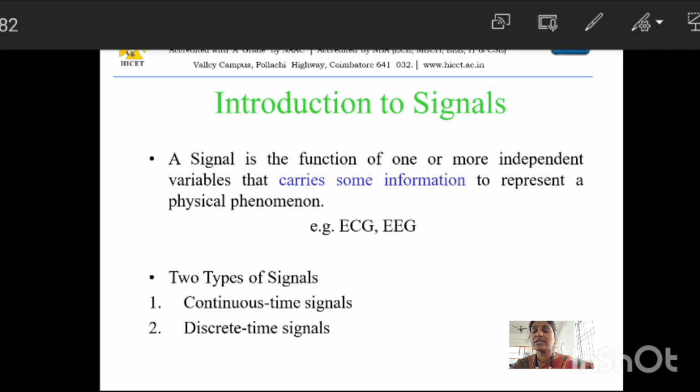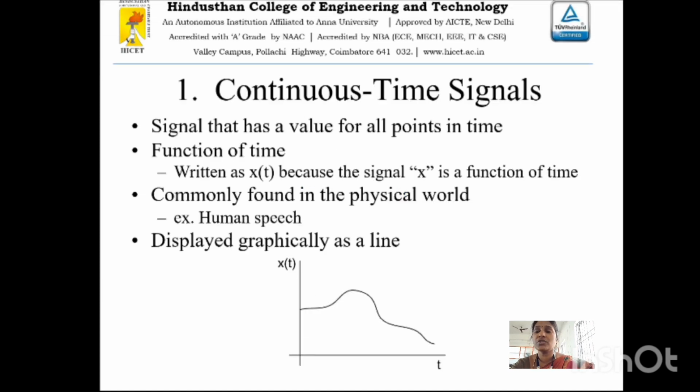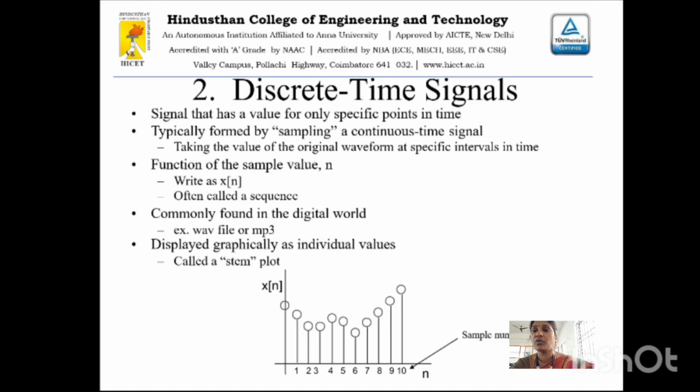The signal is majorly classified into two types. One is continuous time signals, and the other is discrete time signals. First we see what a continuous time signal is. Whenever the signal is varying with respect to time, it is called a continuous time signal. Next we will move to the discrete time signal.